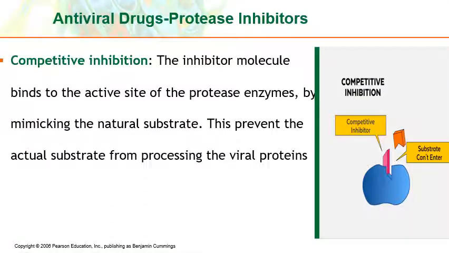So for the competitive inhibitor, the inhibitor molecule exhibits competitive binding to the active site of the protease enzyme, effectively mimicking the natural substrate and consequently impeding the processing of viral protein by the target enzymes. So if you look at the figure here, the diagram here, it shows the competitive inhibiting action of this drug, which prevents the natural substrate from inserting itself into the viral cell, thereby preventing the viral protein from being processed.